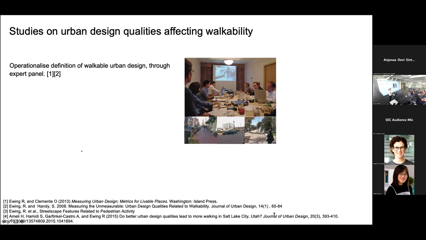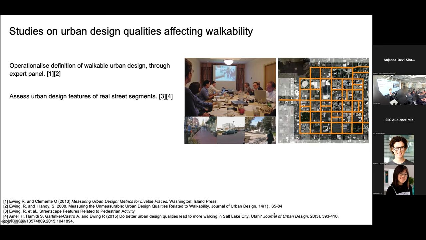Basically, they started by creating an operational definition of walkable urban design features by asking an expert panel to rate the walkability of different streets. And then they looked at what were the common features of the streets that got high walkability scores. Then they quantified each street in terms of the different urban design features that they had. So if there was a lot of facade transparency, they would rate each street in terms of its facade transparency and all the other features that were identified by the expert panel as contributing to walkability.